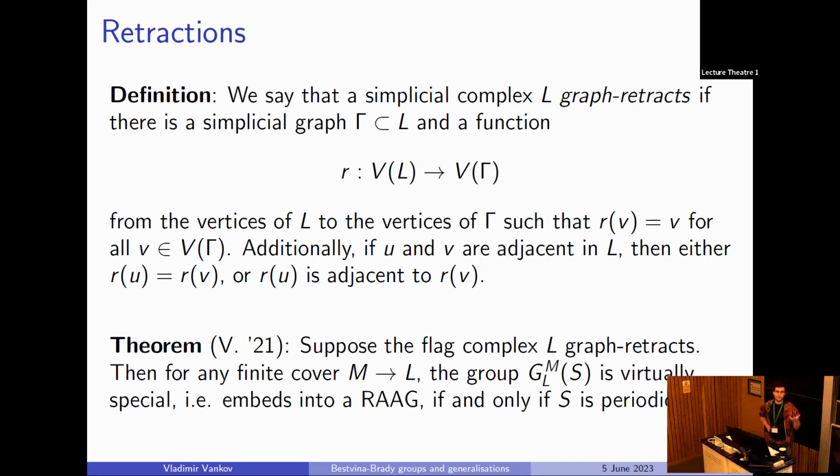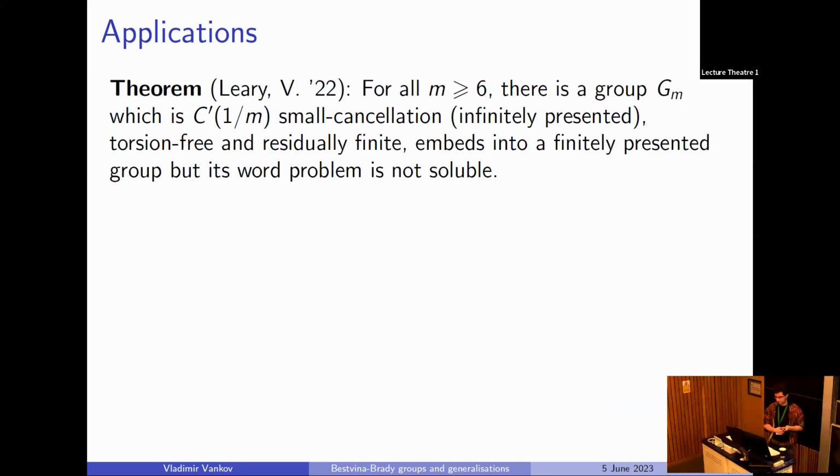So this is similar to what Agol did, showing that certain hyperbolic groups are virtually special. So we can show that EN's groups are virtually special if and only if the branching set is periodic. So for this certain class of complexes, we can give a specific criterion for when this group embeds into a RAG and when it doesn't. So then using this, we can get a bunch of applications. This is some joint work with Ian, which was published last year.